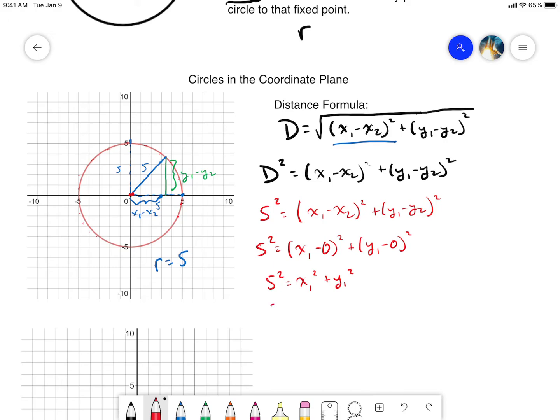Or 25 is equal to x1 squared plus y1 squared. And believe it or not, that'll give me any point that's on the circle. I mean, try it. See for yourselves. Okay, so let's pick a random point that we can see on here. So I'm going to go right here, and that point is -3, 4.